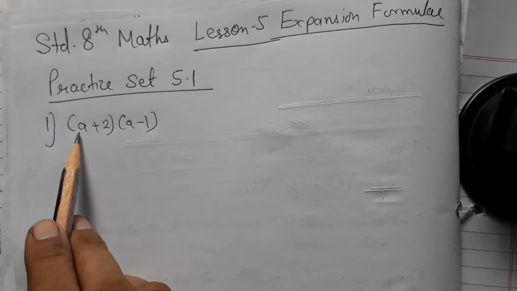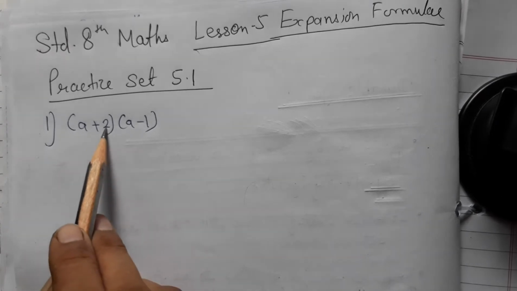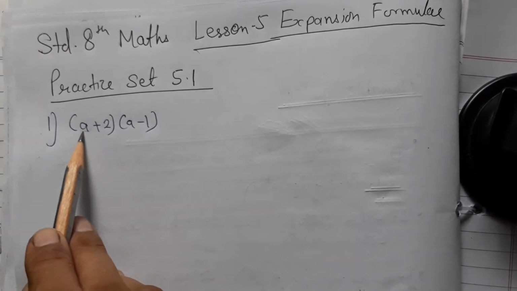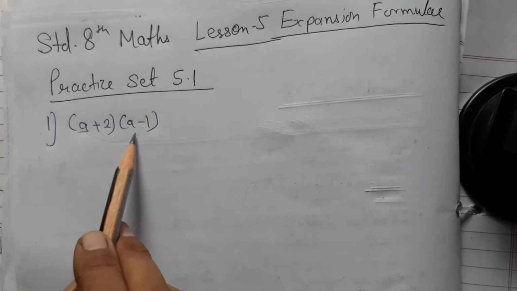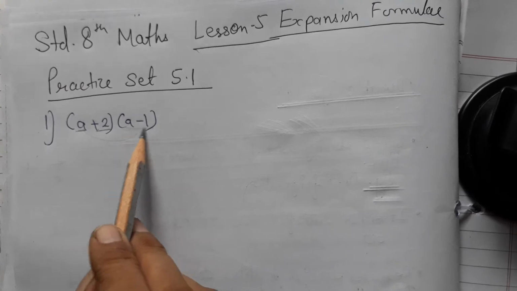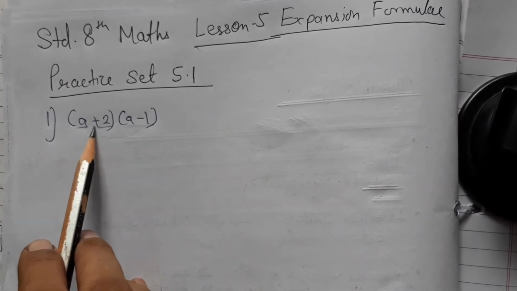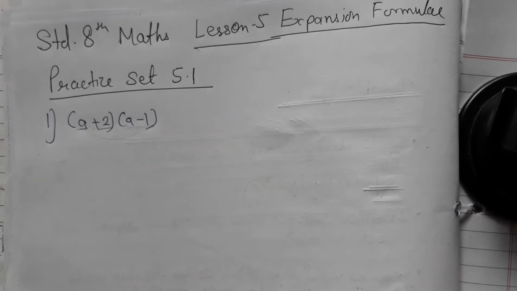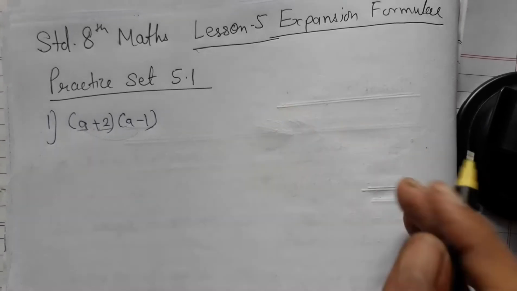For direct multiplication, children, you have to remember there are two terms in the first bracket. You have to multiply this a with the whole bracket. Then you have to multiply this plus 2 with the whole bracket. Remember, you have to take the plus sign also. Don't forget to take the sign.